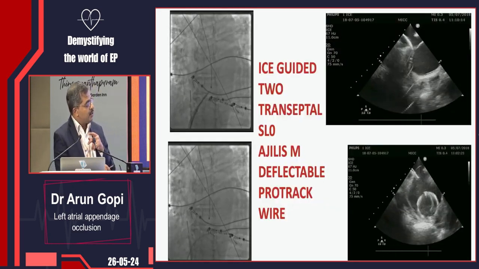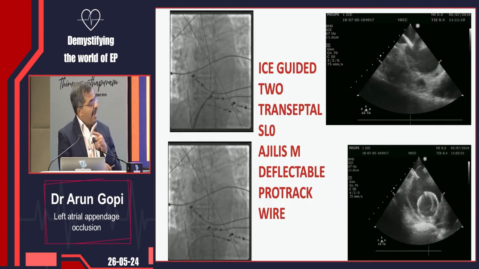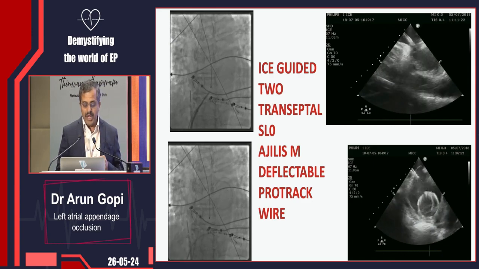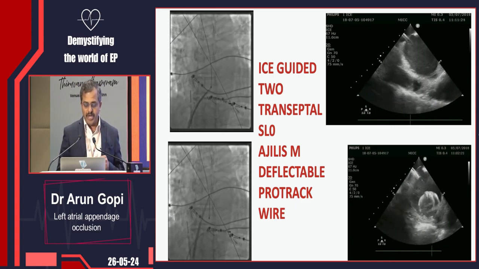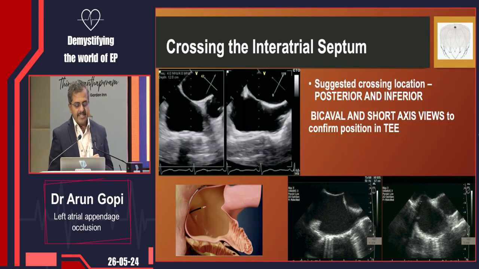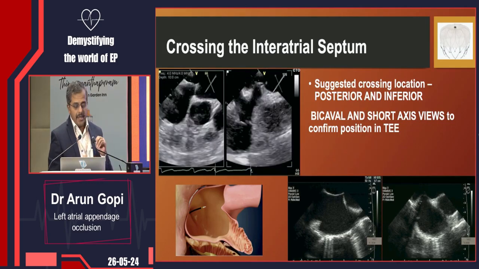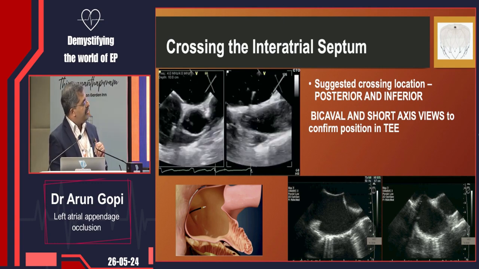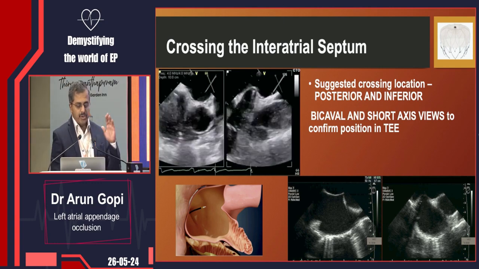So we take 2 ICE-guided transeptals. This is ICE showing the interatrial septum being punctured and the Protrac wire getting into the LA. We have 2 transeptals with an SL0, exchanging it to Agilis over the Protrac wire. And the most important step is the transeptal puncture. We need to have typically a postero-inferior puncture. So on your bicaval view, you need to stay near the IVC, and on your short axis view, you need to stay away from the aorta.